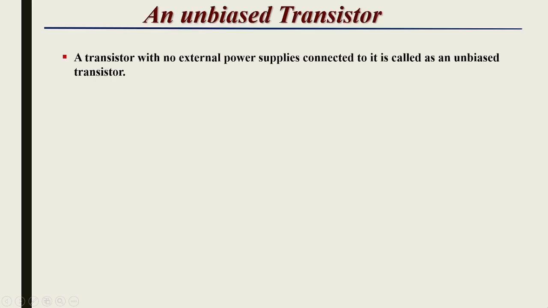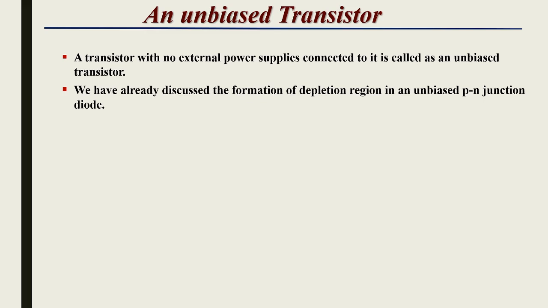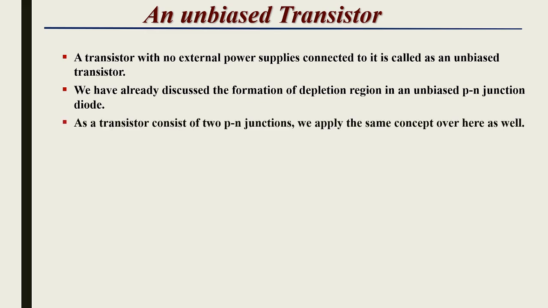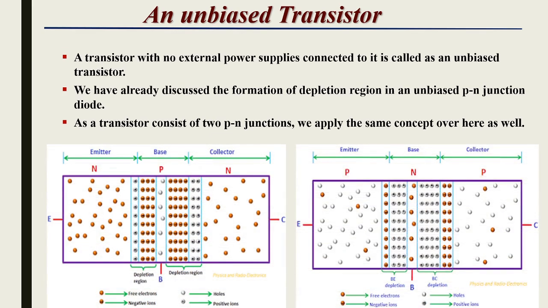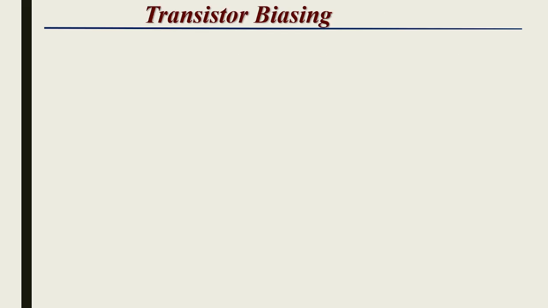An unbiased transistor. A transistor with no external power supplies connected to it is called an unbiased transistor. We have already discussed the formation of a depletion region in an unbiased PN junction diode. As a transistor consists of two PN junctions, we apply the same concept here as well. Here are the NPN and PNP transistors in the unbiased condition. The depletion region is formed for both NPN and PNP transistors if we leave them unbiased.